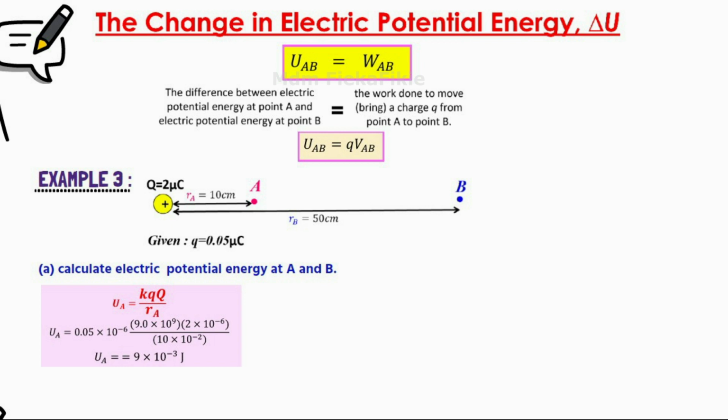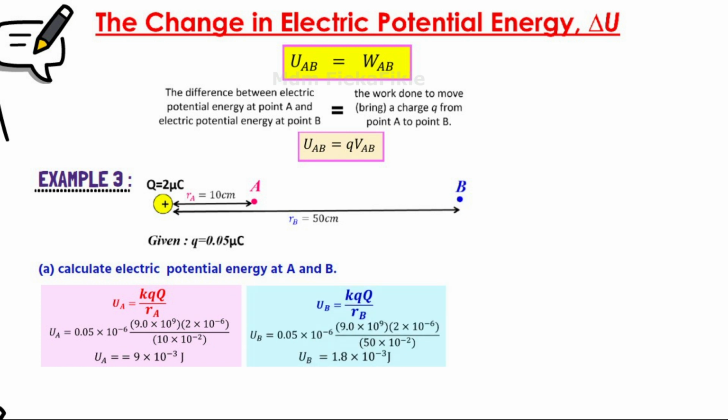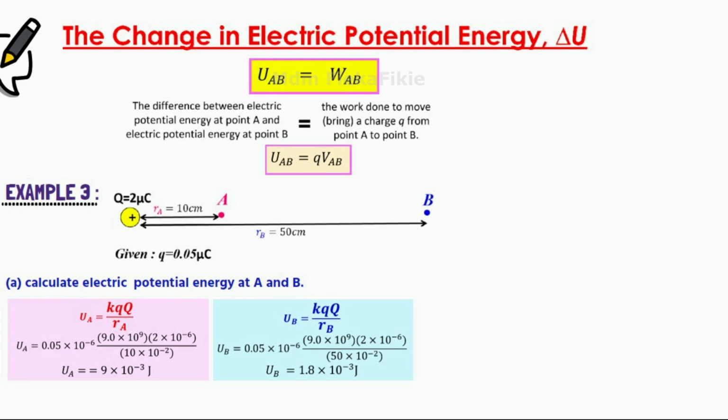So after calculation, kita akan dapatlah nilai electric potential energy at point A is equal to 9 times 10 power of negative 3 joule. Tapi bila test charge berada pada kedudukan at point B, so we can see here that electric potential energy at point B is equal to 1.8 times 10 power of negative 3 joule. Jadi semakin jauh point itu daripada test charge, so the electric potential energy at that point juga akan jadi semakin kecil lah. So kita boleh comparekan UB is smaller than UA.